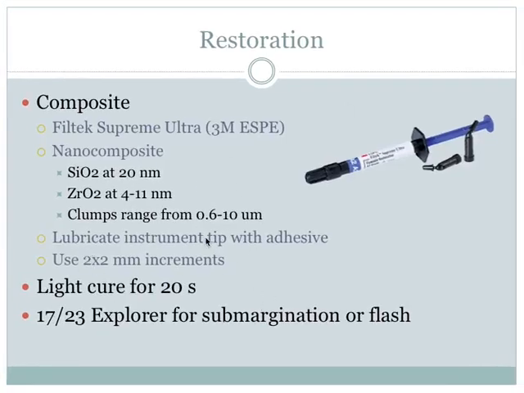And you can also lubricate the instrument tip with adhesive and use smaller increments and light cure those one at a time instead of light curing a huge bulk of material, because it might not penetrate through all the way. You'll get a lot more shrinkage. So using smaller increments can be helpful.